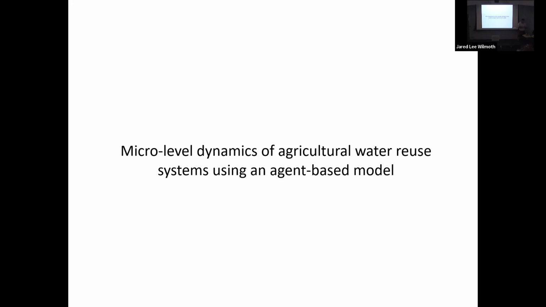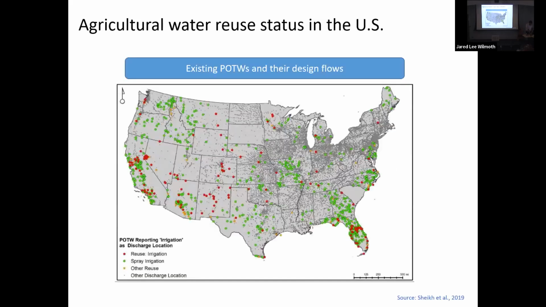We're going to talk about the micro level dynamics of agricultural water reuse and how we can simulate that using agent-based modeling. So that's the work of my other PhD student that he finished a couple of months ago. I'm going to just provide some of the results from his work.